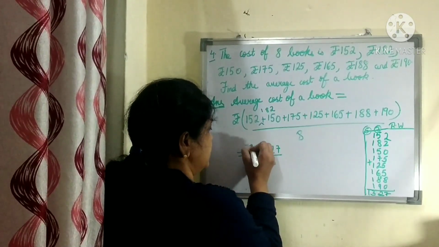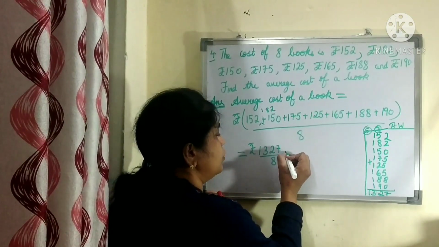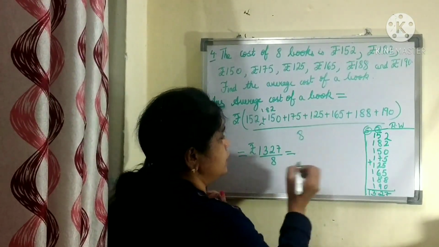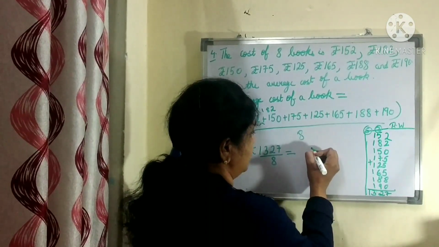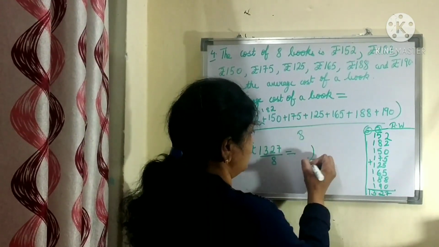It is rupees. Okay. Now what we have to do? We have to divide this one. So we can divide in this way. You can do the division here itself.